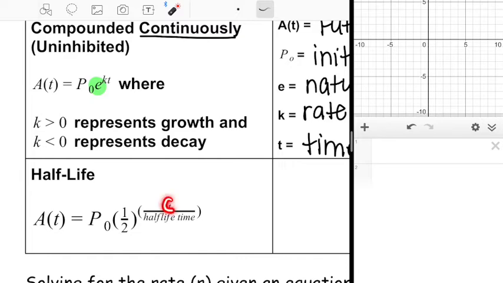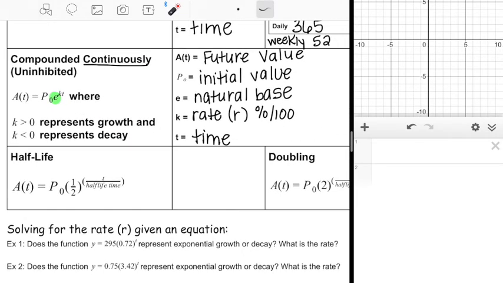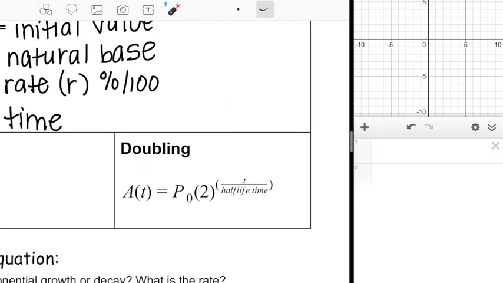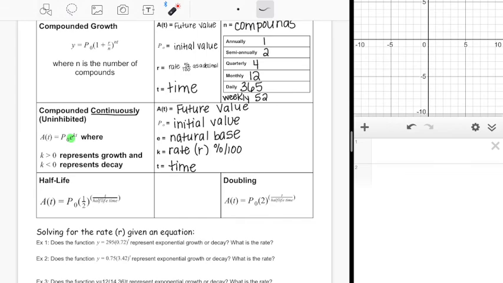Then you're going to talk about the time and how long it takes to halve. So time is going to be divided by the half-life time. If I say it takes 2 days to half-life, then you're going to put 2 in for the time and then calculate however long they ask you to. For doubling, I have my initial value. My base is 2 because doubling means times 2. And this should say double time, not half-life. So this is going to be the double time, with the t.